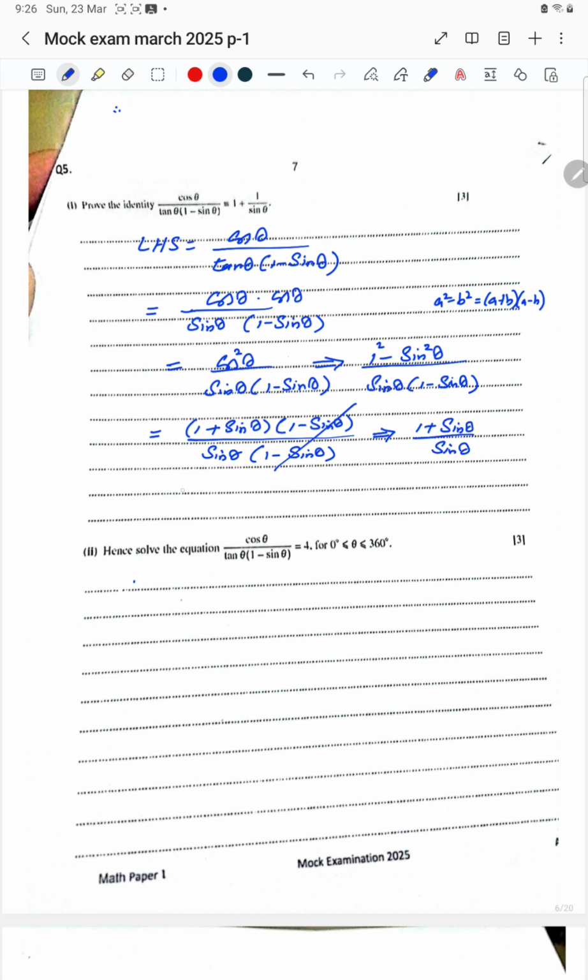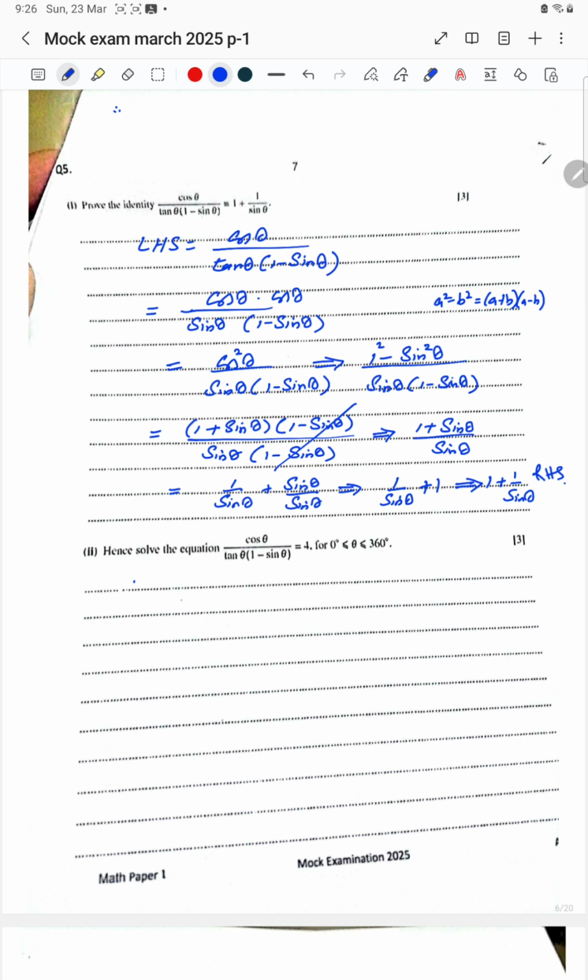So we can divide it individually, like 1 over sin theta plus sin theta over sin theta. That gives me 1 over sin theta plus 1, and that is the right hand side, 1 plus 1 over sin theta. Hence proved. It's so easy.